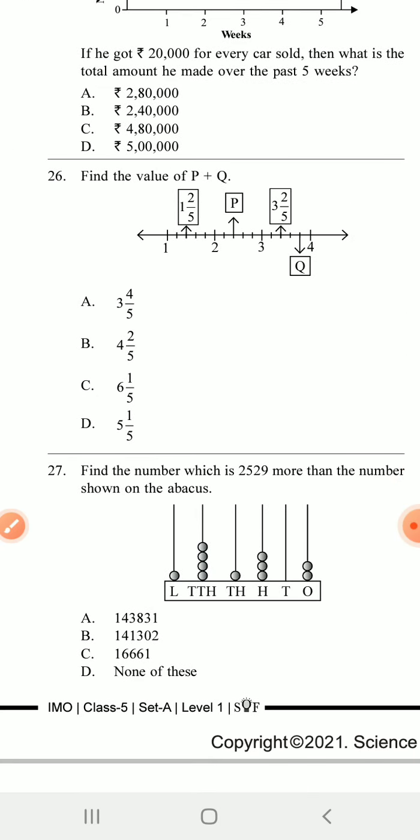Next one, math number 26. Find the value of P plus Q. How can you find it? First find out from the number line what the value of P is and what the value of Q is, and then add them. You can get the answer, 26C. C is the answer.